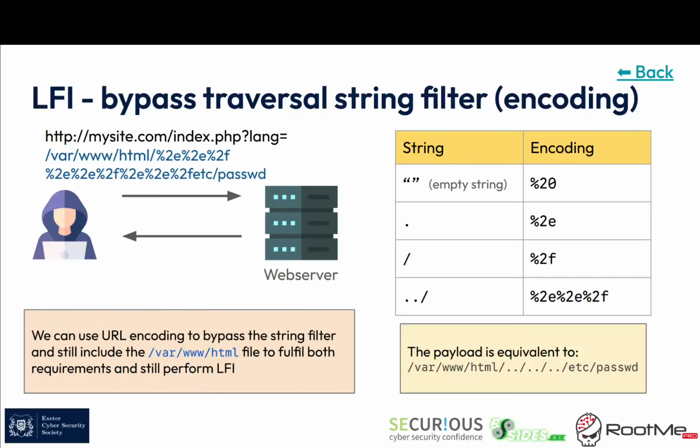And so we can use URL encodings. If you remember this payload, you put it into the URL bar on your browser. If you use the encodings, they are passed into the web server, but they are decoded after the filter. So the filter will still see the encoded version of the string, and you can use that to bypass the filter that I showed earlier.